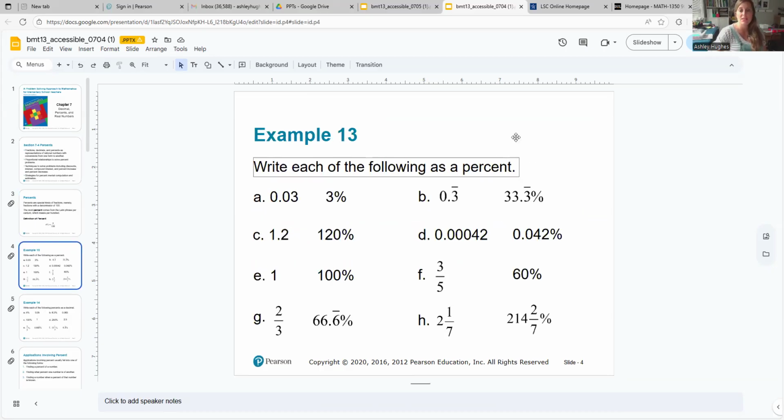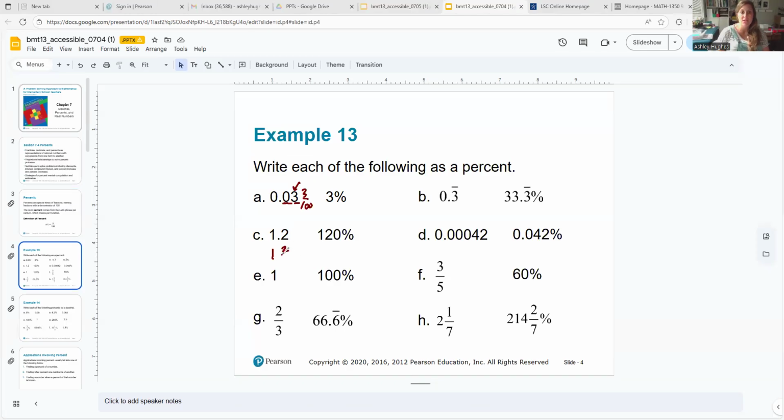So write each of the following as a percent. 0.03 is the same as 3%. 1.2 would be 120%. So remember, when it's in the hundredths place, you take this and put it over 100. So 3 over 100 is 3%.